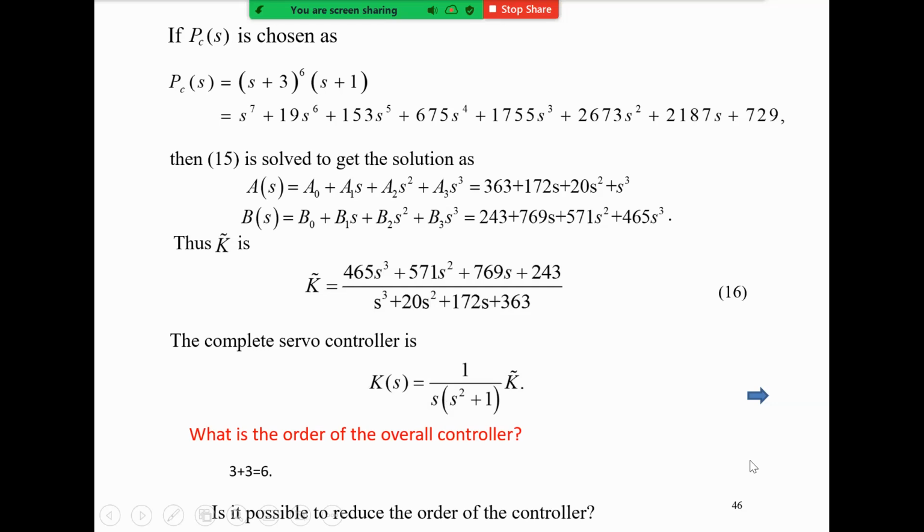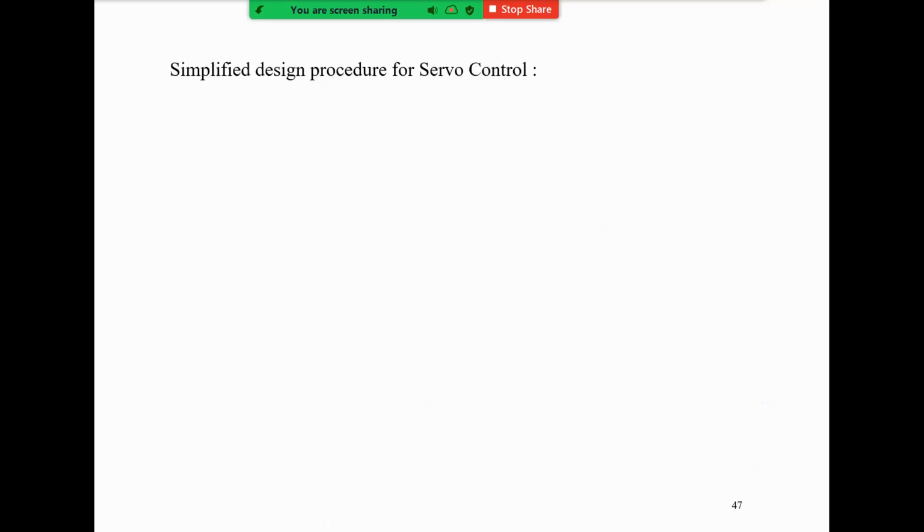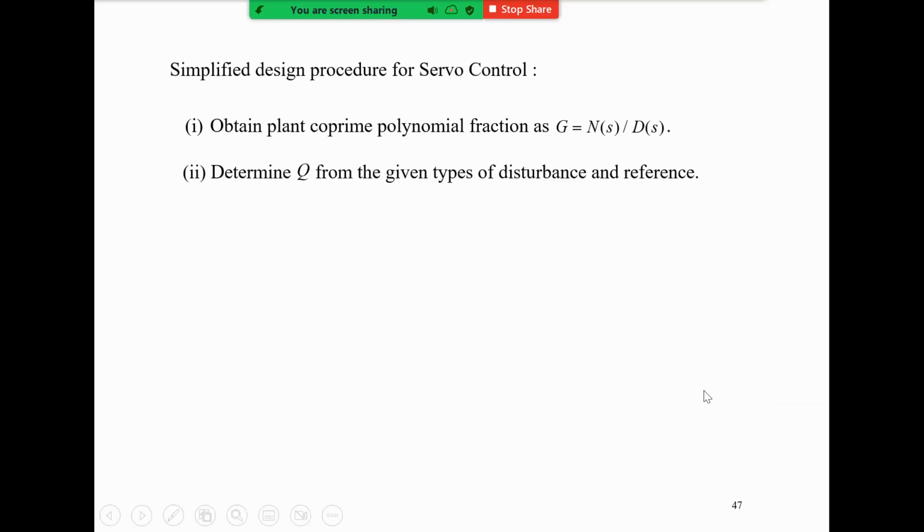Now, we want to know, is it possible to reduce the order of the controller? We want to simplify that. Actually, there is another simplified design procedure for the servo control. The first step is the same. Of course, you need to know the transfer function of the plant. The second step is also the same. You have to know the Q.